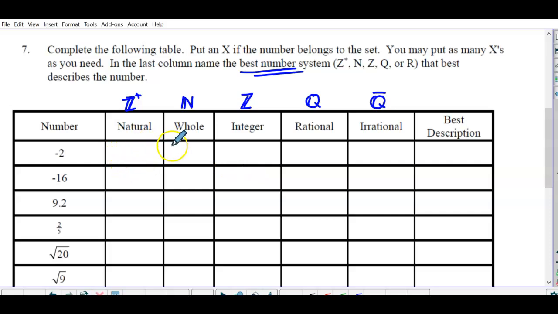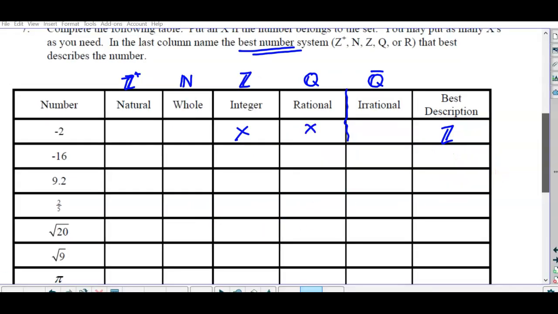Okay, so not a natural number, not a whole number, an integer. And so basically these three are involved in rationals. These are separate. So you're never going to put an X in both of these. So integer is part of rational. So the best description is the most specific. And this goes from most specific to least in terms of rationals. Irrational would be separate. So negative 16, very similar to negative 2. It's an integer. Rational, and so best description is integer. 9.2 is a terminating decimal, so it doesn't fit into the first three here. It's a rational, and so the best description is rational. 2/5, same as 9.2. It's a rational. Numerator and denominator are integers, so that fits in.